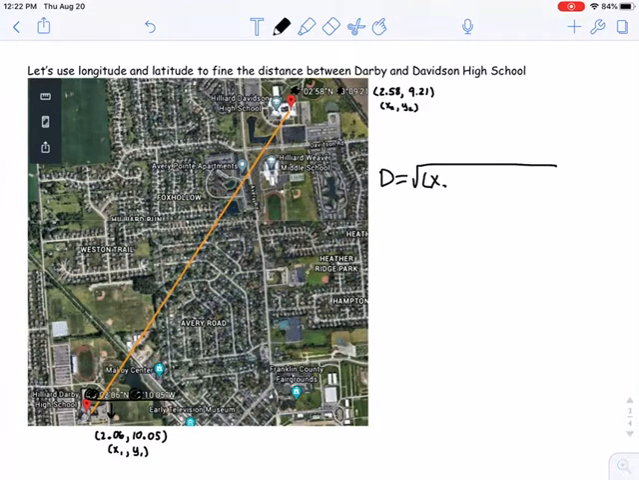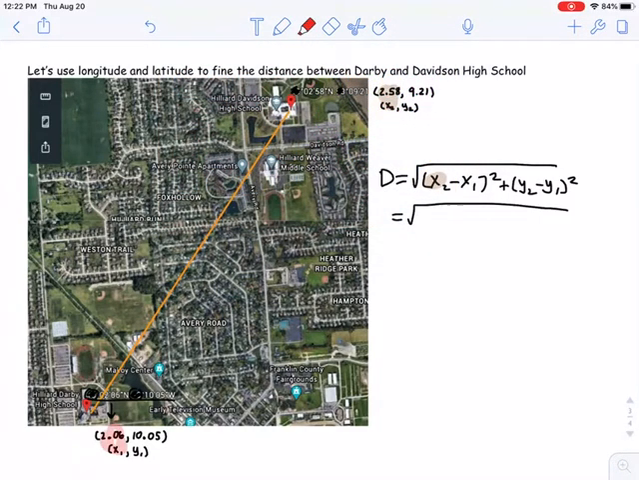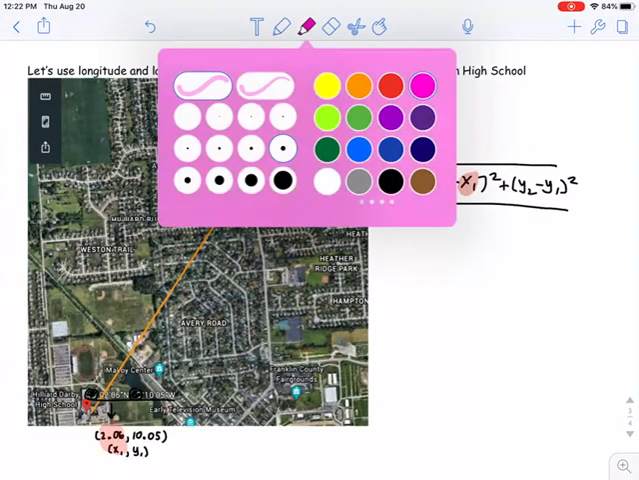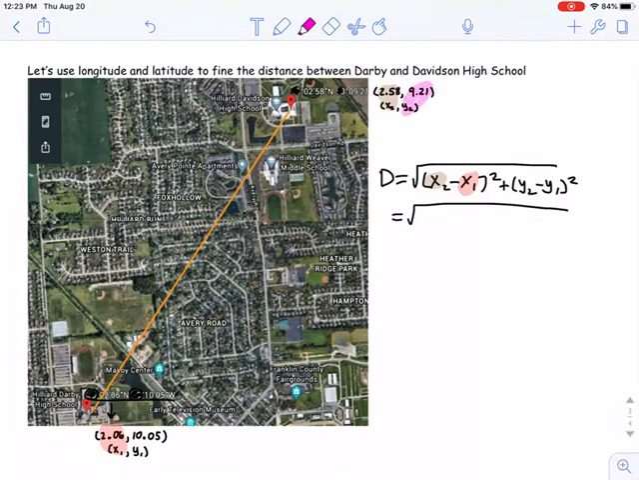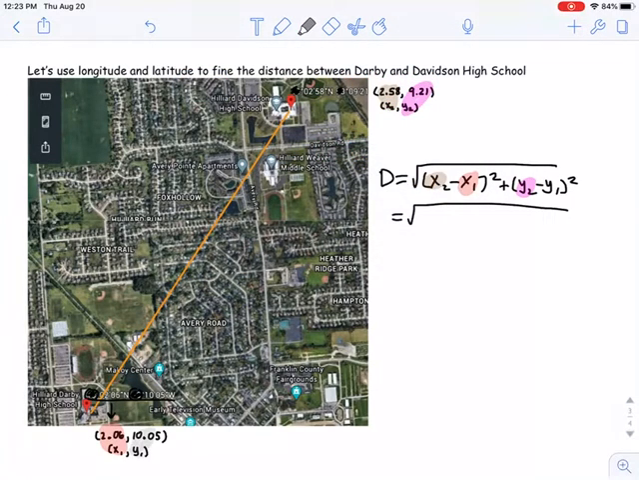Let's remember the distance formula. X sub 2 minus x sub 1 squared plus y sub 2 minus y sub 1 squared. All right, and then I'm just going to plug in things, so tedious. X sub 2 is going to be that 2.58. X sub 1 is 2.06. Then that number is going to go there. This number is going to go there, so on and so forth.